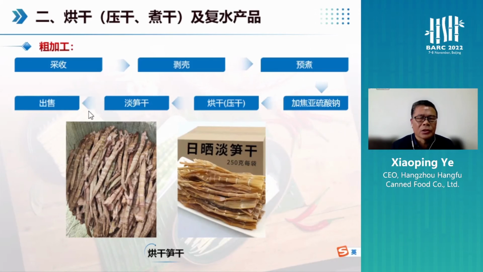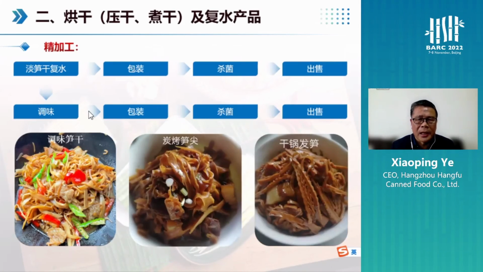And the second method is dried shoot. The process, I would not elaborate on it. There are very many dried bamboo products on the market. And the characteristic of this process is that it can produce very delicious ingredients, but it is not so convenient for processing. We need to wash them and dry them before cooking, and also we need to soak them in water again.